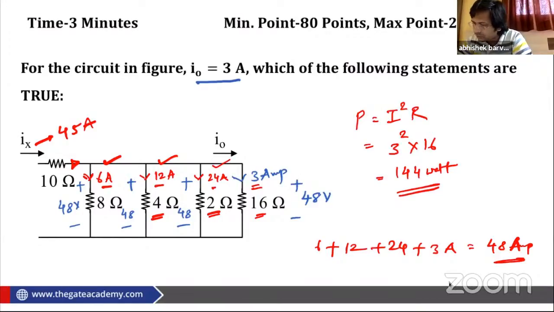Okay, so this is not 48, guys. This is 45. Just add it and you will get 45. It's not 48, it is 45. I'm sure I have corrected.